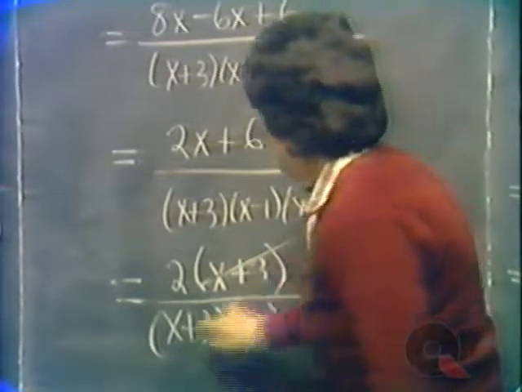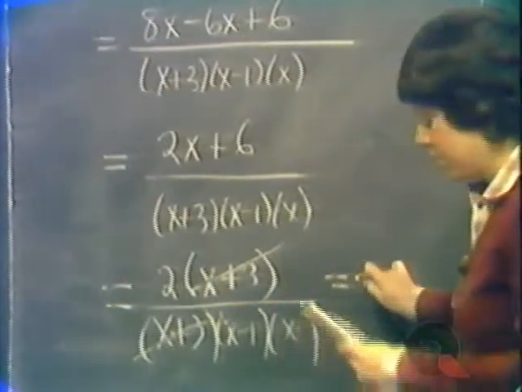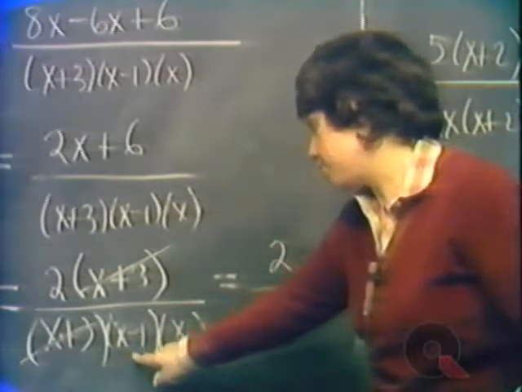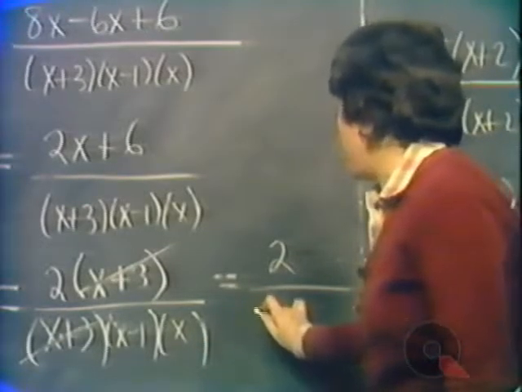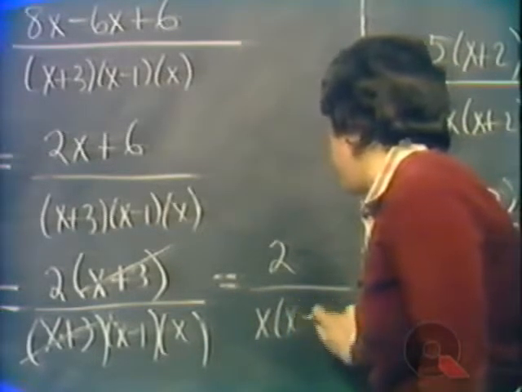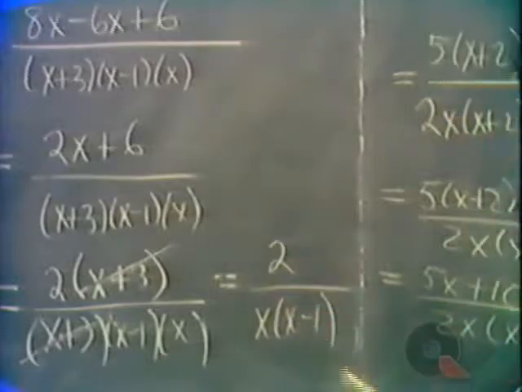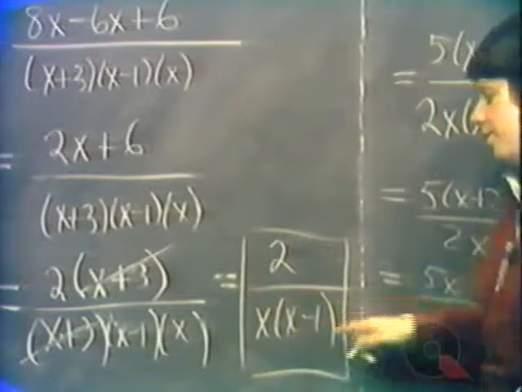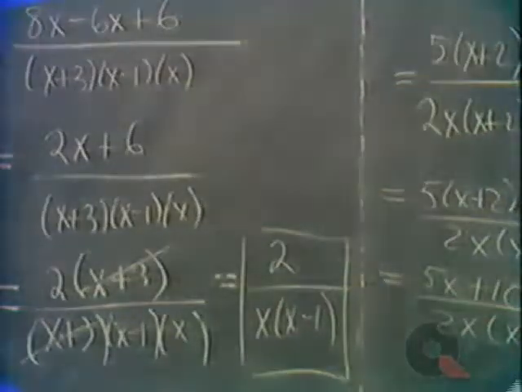We can cancel out the x plus 3's, leaving us with 2 over x minus 1 times x, or 2 over x times x minus 1, either way. You can write x minus 1 times x or x times x minus 1.